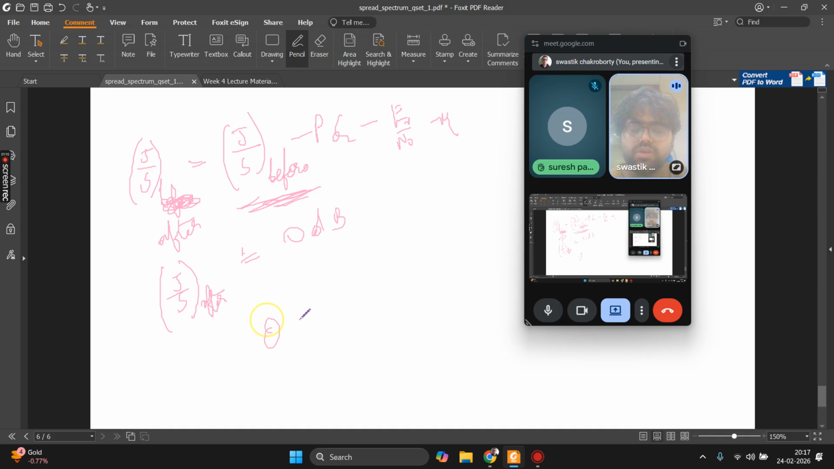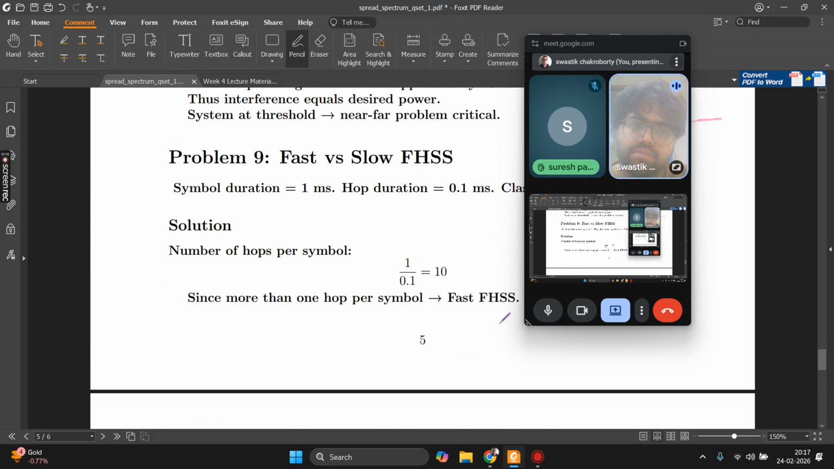So 0 is equal to J/S before minus 30 minus 2 minus 5. So J/S before will be 37 dB. If you send a 37 dB jamming signal relative to signal power, 37 dB jamming power, you will entirely jam the system.